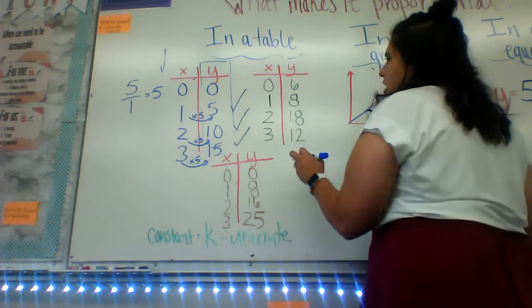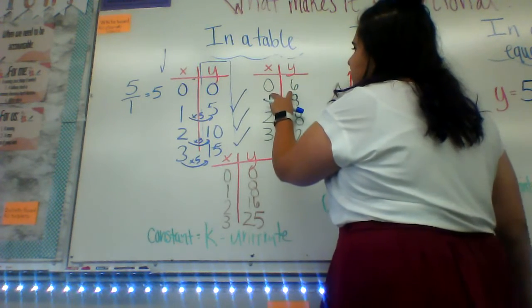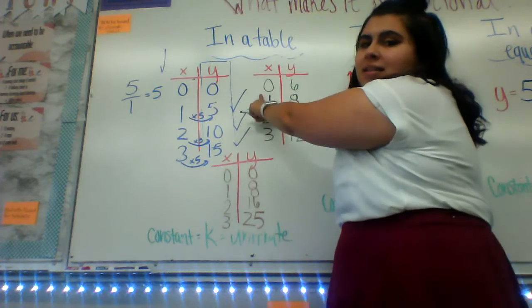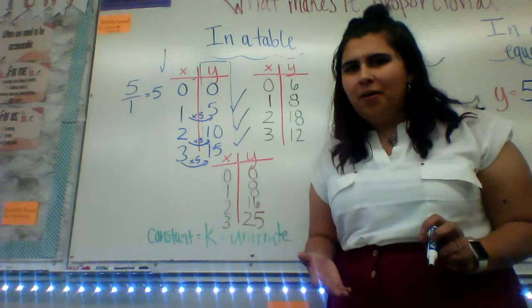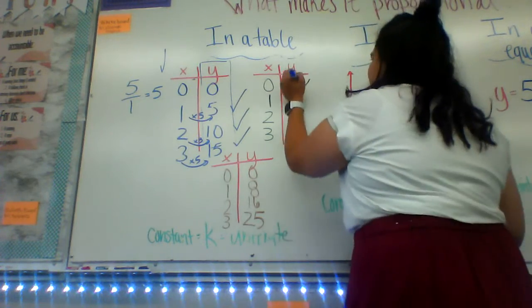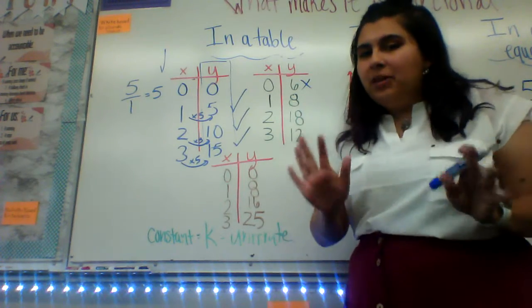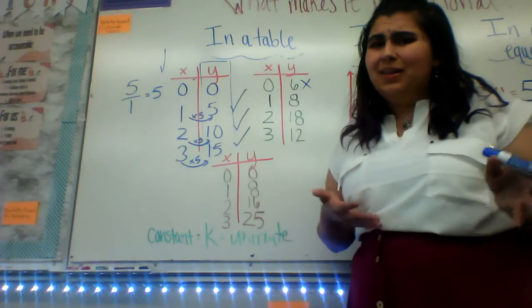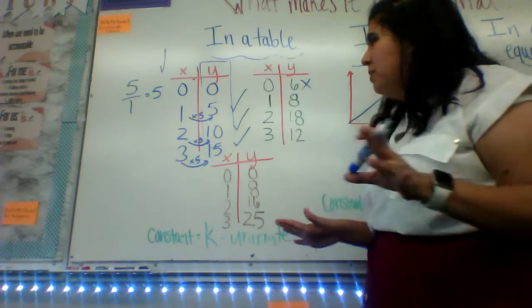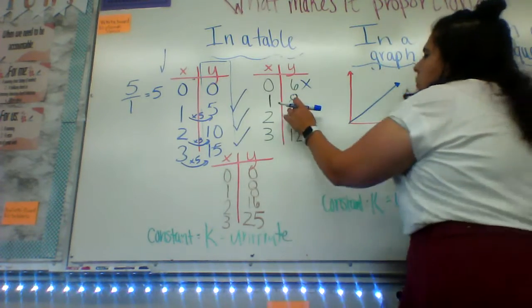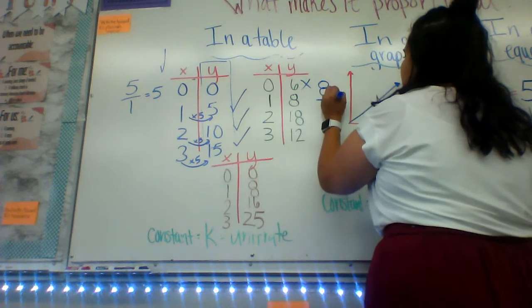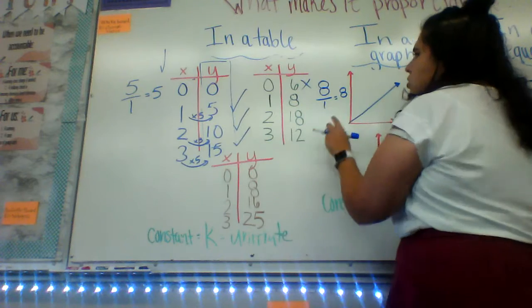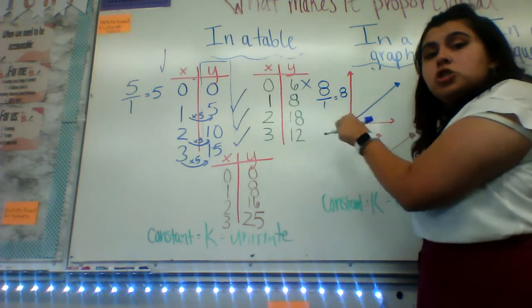So first things first, I'm going to check my zeros. When I'm plugging in 0, I'm getting 6. Is that proportional? No, that's not proportional. But let's say maybe it passed, so let's move on and check our other things. So we have an 8 here and a 1 here. I'm going to set it up. So 8 divided by 1 gives me 8. So my constant should be 8.